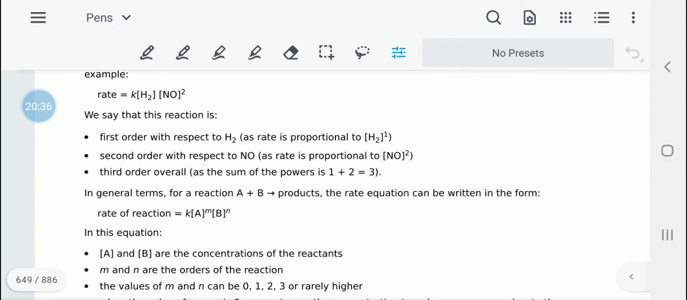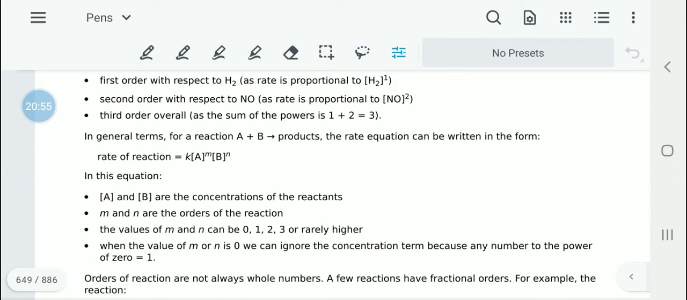So if for a reaction A plus B into products, the rate equation can be written as rate equals k[A] to the power m, [B] to the power n. Then A and B are the concentrations of the reactants, and m and n are the orders of the reactions. m can be 0, 1, 2 or 3, and it is rarely higher. When m and n are 0, because any number to the power 0 is 1, we can ignore it.